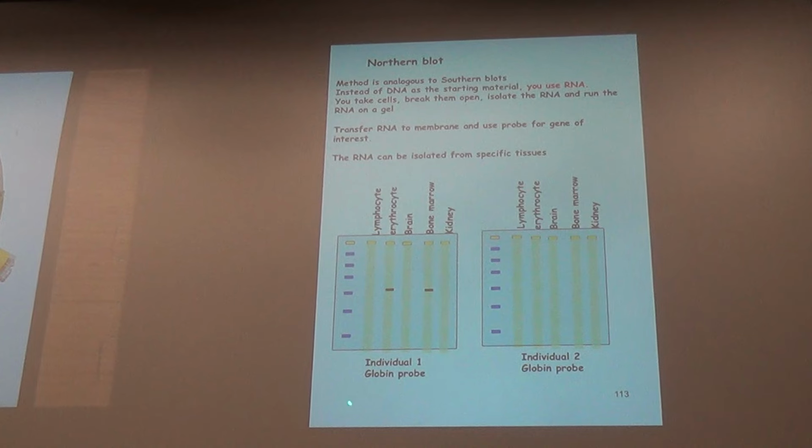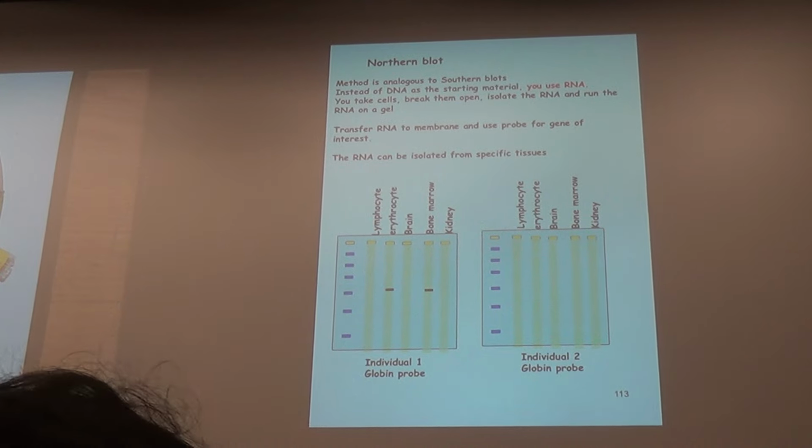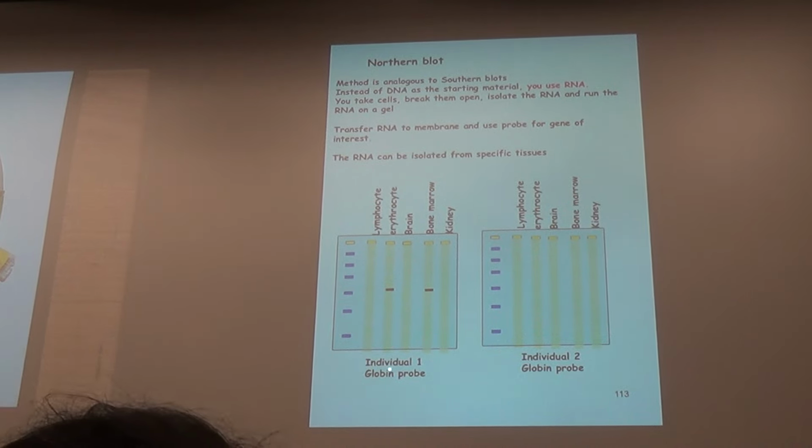And you use a specific probe, let's say the globin gene. In this individual, when you run the RNA out, the RNA will look like a large smear. You probe it with the globin probe, and it will light up in RNA isolated from erythrocytes and RNA isolated from bone marrow. The globin gene is not active in lymphocytes. It's not active in brain. It's not active in kidneys. And so you will say the globin gene is active in red blood cells and in cells of the bone marrow.